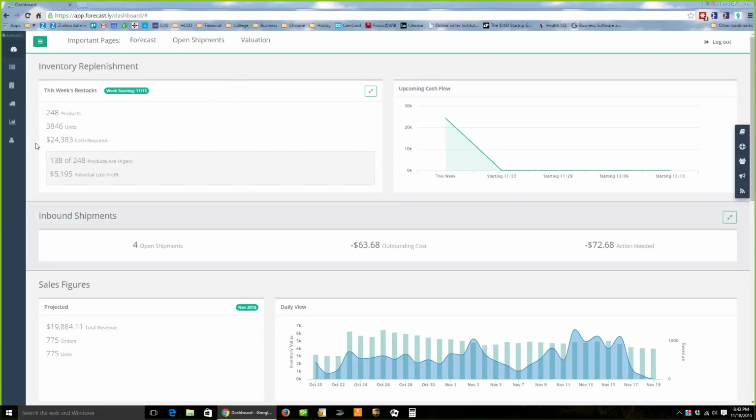the profitable items. And you can see right here, for my current restocks, $24,383 is my cost, what's required to restock everything I have listed there. So that's beyond my monthly spend. So I just whittle at that as best I can and just ignore my $51.95 potential lost profit.